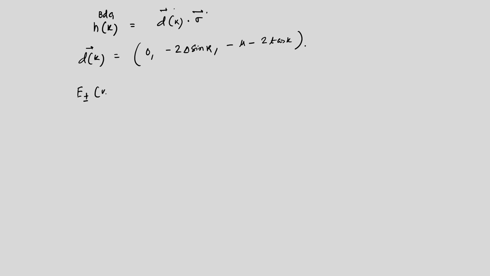BDG, as I said, stands for Bogoliubov-de Gennes. This is equal to that Dirac form, which is d of k. You can write it as d dot sigma, where d of k is nothing but 0, minus 2 delta sine k, minus mu minus 2t cosine k. Okay, so that's your d, and the energy E plus minus k for this Hamiltonian, if you solve it, is plus minus root over epsilon k squared plus the mod square of delta k tilde. Okay, so that's the energy, and dx equal to 0, so there is a gap for all values of k.